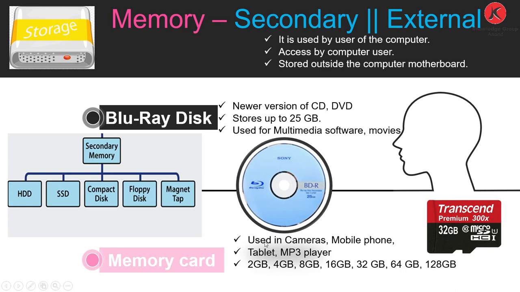Okay, next one is the memory card. There are different memory cards available, for example in cameras, mobile phones, tablets, and MP3 players. You are already familiar with memory cards. They vary in size: 2 GB, 4 GB, 8, 16, 32, 64, and even 128 GB memory cards are available in the market.